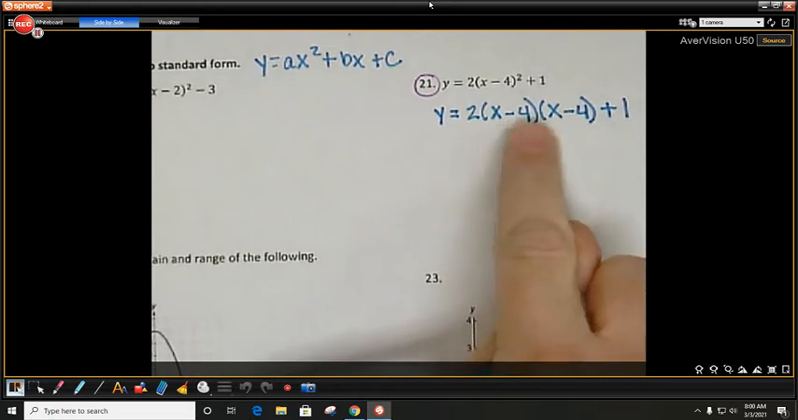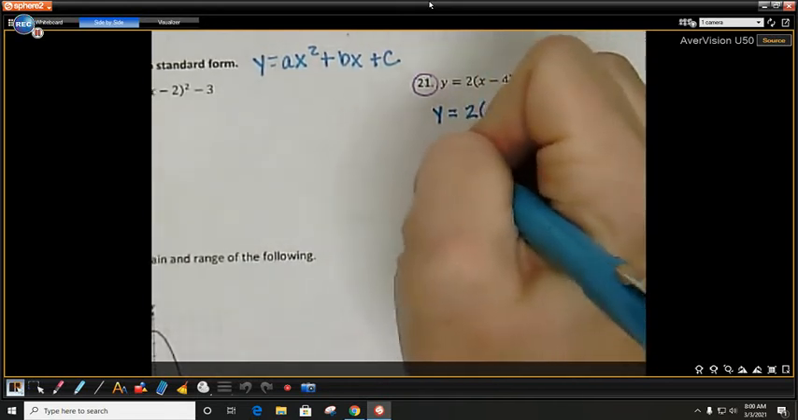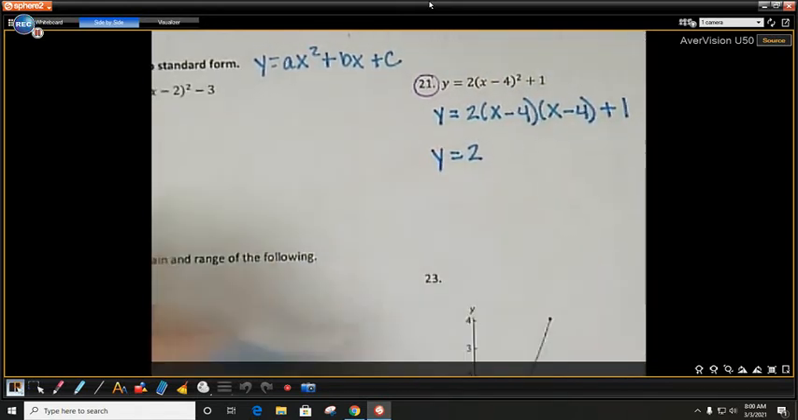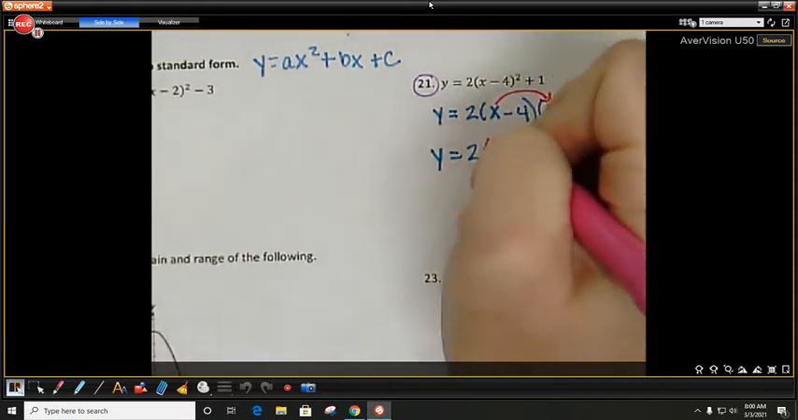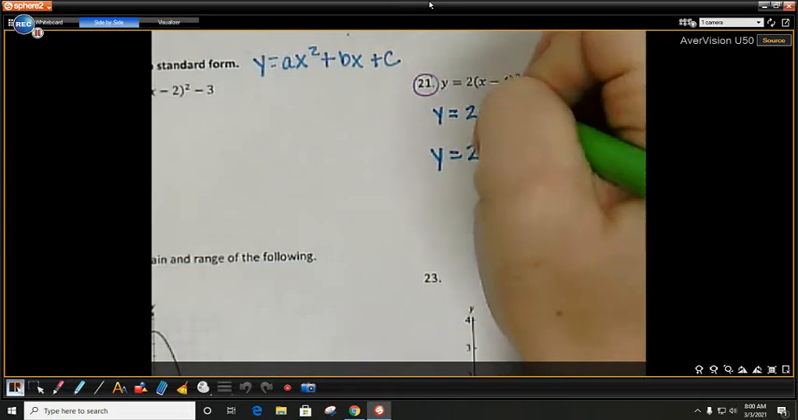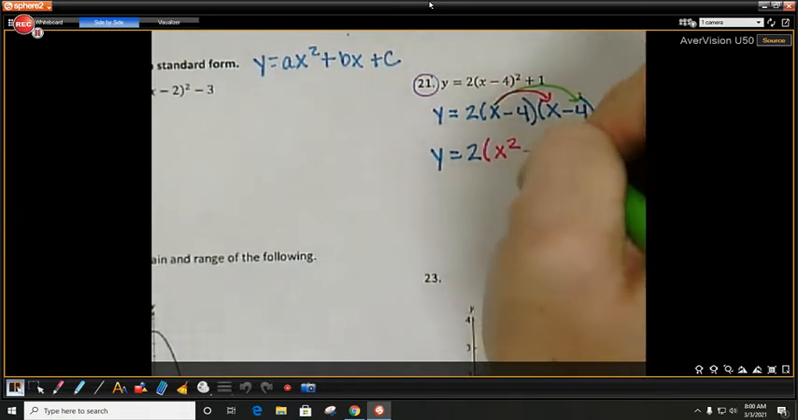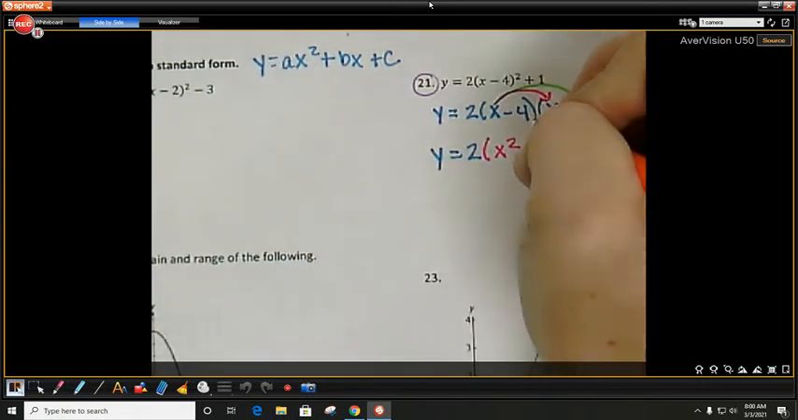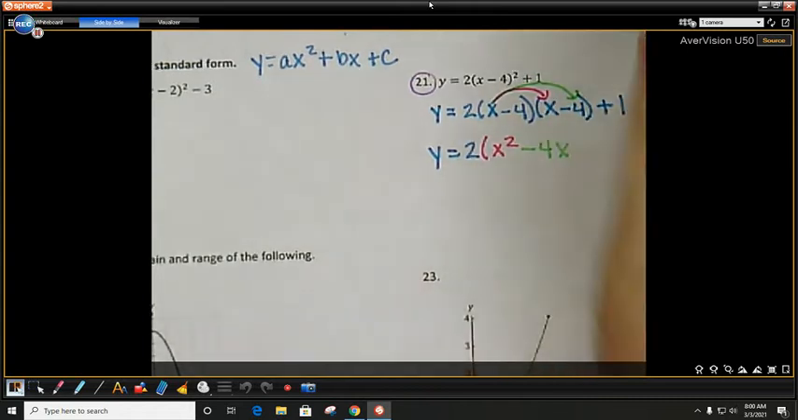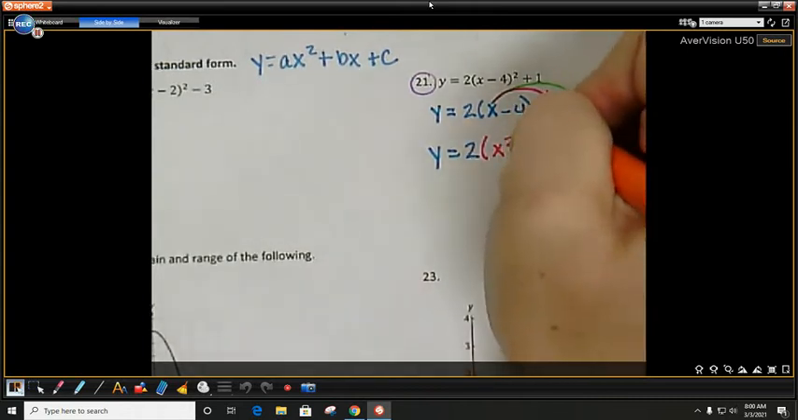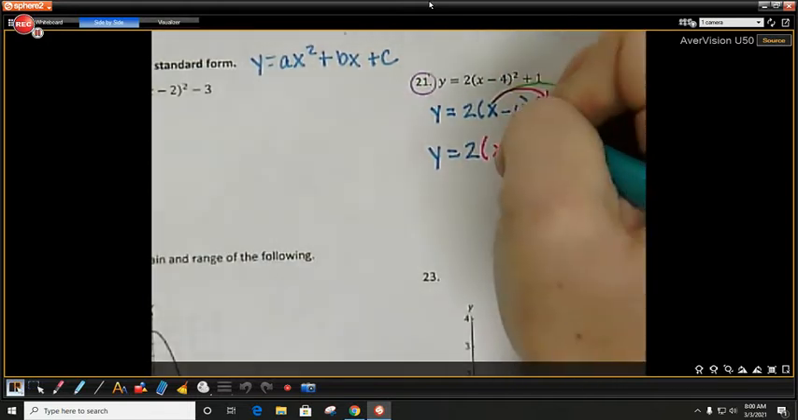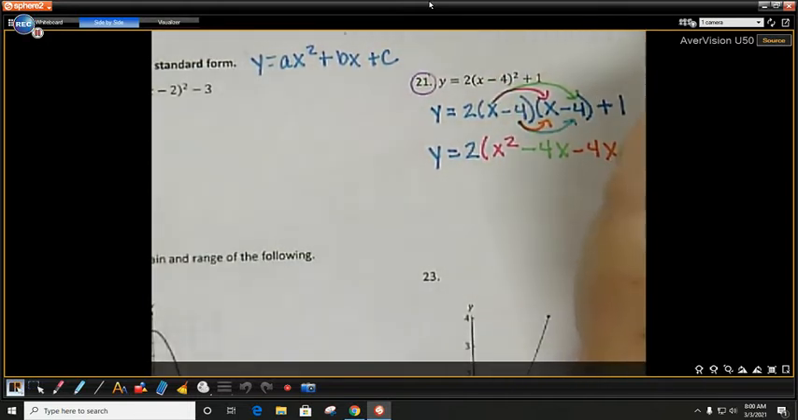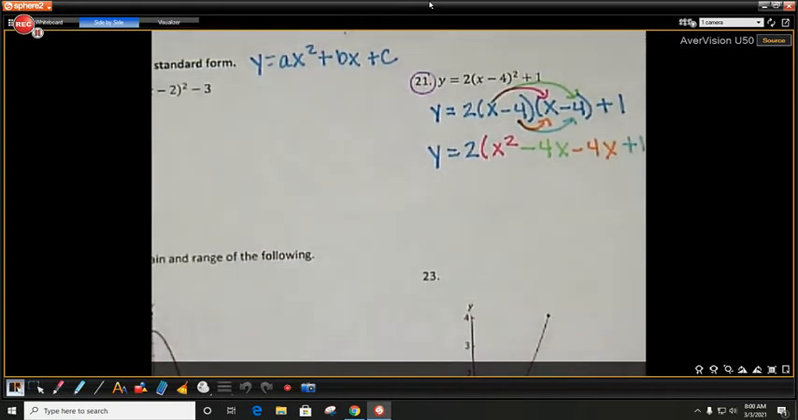When I have 2 terms times 2 terms, you can box it or you can double distribute it. I'm leaving the 2 out in front. I'm going to double distribute. So x times x is x squared. X times negative 4 is negative 4x. So I'm done distributing my x to my 2 terms in the second parenthesis. Now I'm going to distribute my negative 4. Negative 4 times x is negative 4x. And then negative 4 times negative 4 is positive 16. And then don't forget to tack on the plus 1 outside the parentheses at the end.